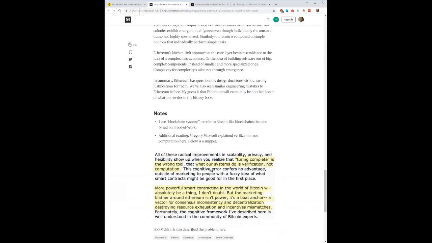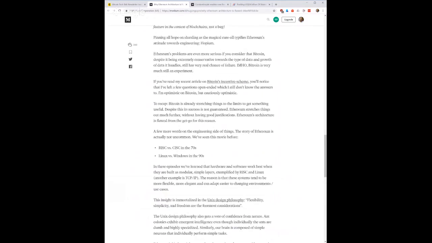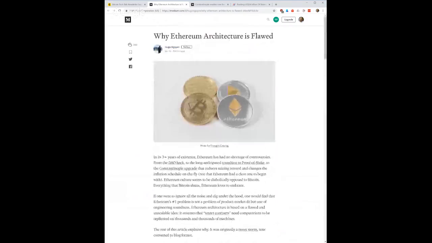Explain verification, not computation, and Bob McElrath also did that. So yeah, this is something that I've talked about for a while. Ethereum was sort of built by, shall we say, people that weren't that experienced in software engineering. I mean, you've got to think about how old Vitalik was when he thought of it. He was 19 years old. And there are decent 19-year-old coders, but you don't really know the art of software engineering at that point. I certainly didn't at that age, and I doubt many people did.